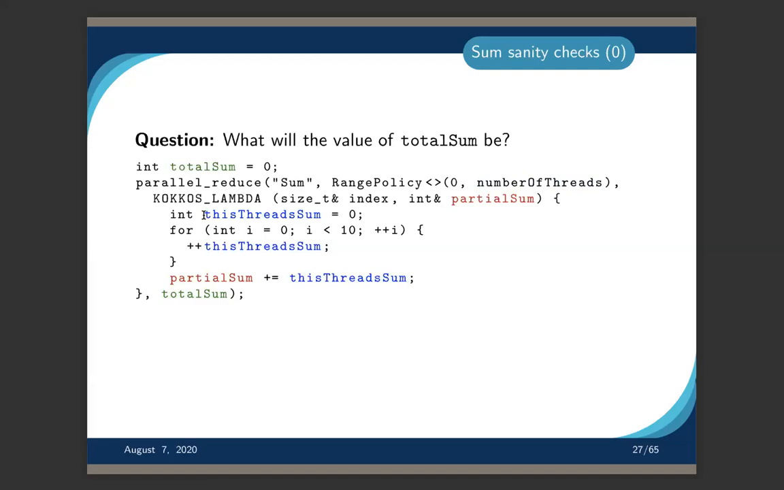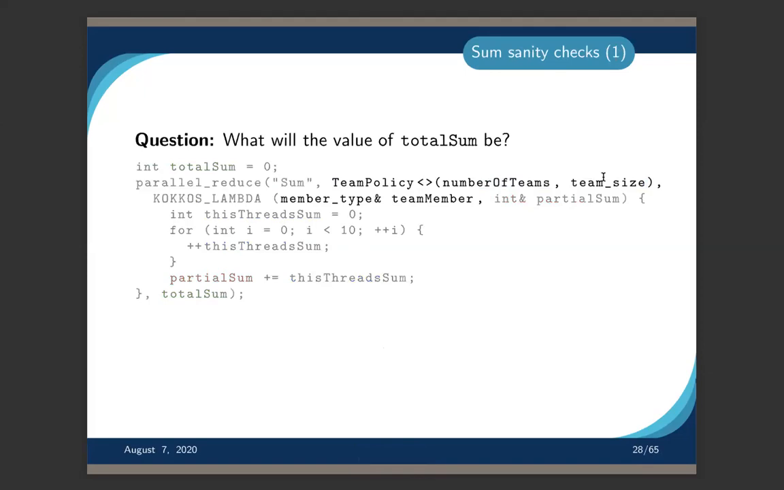So first thing is, what will this thread sum be? Relatively straightforward, right? If we start from the inner point, you just do a loop over 10, it just increments it 10 times. So this thread sum will be 10. So every thread will contribute 10. That means we get number of threads times 10, right? The loop count here times 10.